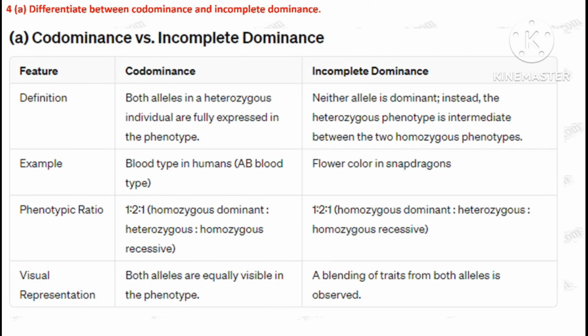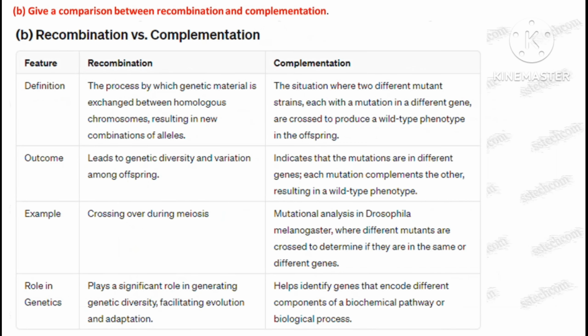Question number 4. First part. Differentiate between codominance and incomplete dominance. Second part of this question is give a comparison between recombination and complementation.